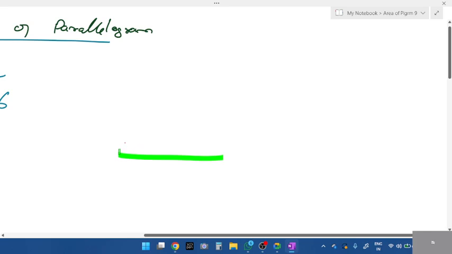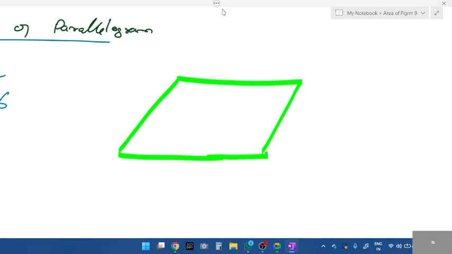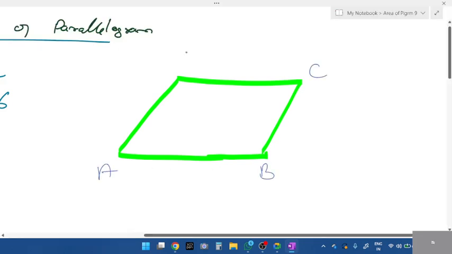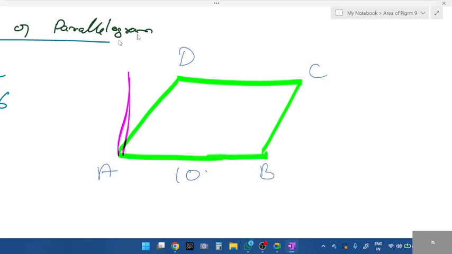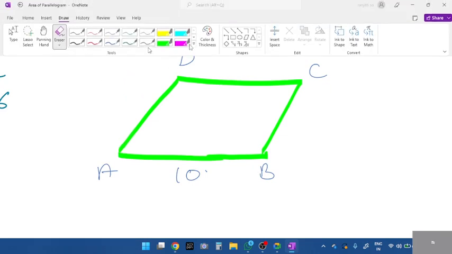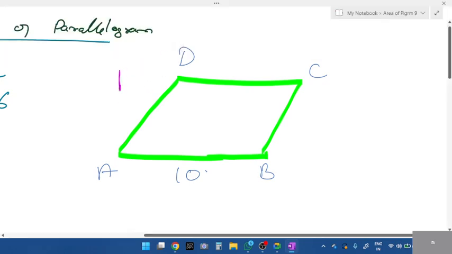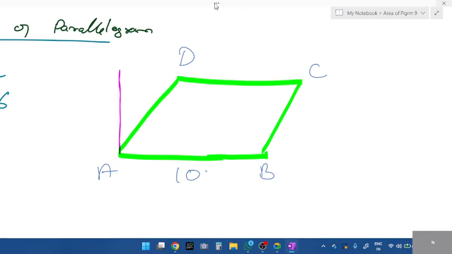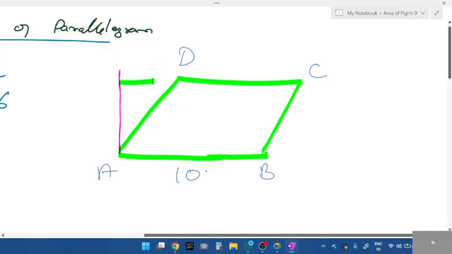like this. It is a slanting figure. Parallelogram is slanting. I'll name it as A, B, C, and D. AB is 10 centimeter. Next. With the same base, I'll draw a rectangle. A rectangle will be slanting or straight? It should be straight. Yes, a rectangle should be straight. Like this. Actually, this pink line will overlap on the green line. This length will be same like this.